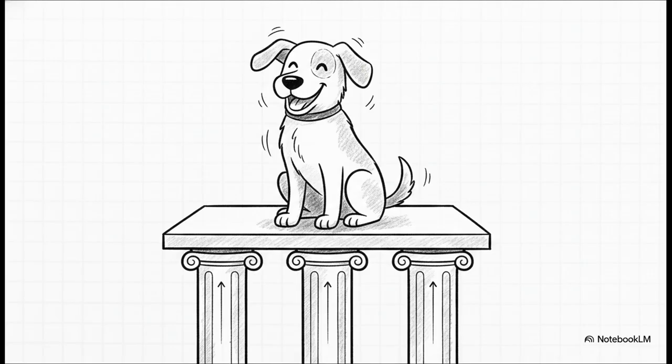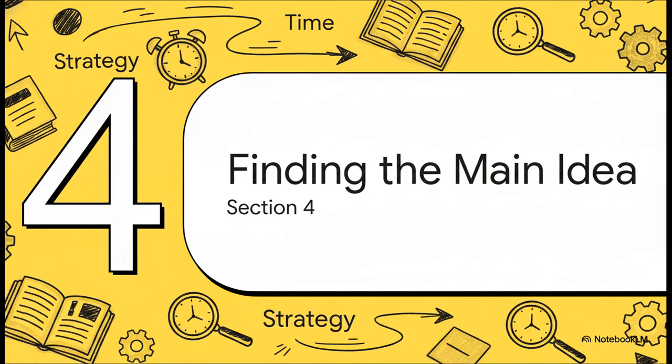So notice how neatly this whole thing breaks down. The main idea is just this. Dogs are great pets. That's the big takeaway, right? Then the supporting details, loyal, friendly, protective, are those narrow, specific pieces of evidence propping up that overarching main idea. They're just explaining why dogs are great pets. See how perfectly that separates out? All right, on to Section 4, finding the main idea.